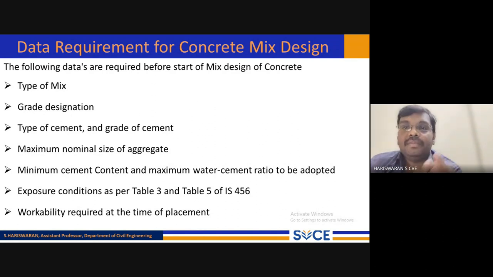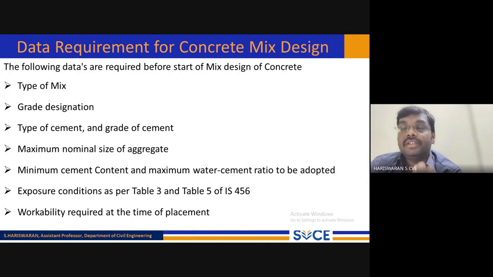When we are talking about the type of mix, what type of mix are we going to execute? What is the grade designation? Whether we are expecting M30, M25, M40, what grade strength are we going to design? That grade designation is very important. Then type of cement and grade of cement. Cement is one of the major ingredients for concrete. The characteristics of the cement need a detailed understanding: how it was manufactured, how it reacts, what is meant by hydration. In all aspects, we finally fix a grade of the cement, like 33, 43, 53. That is the grade of the cement.